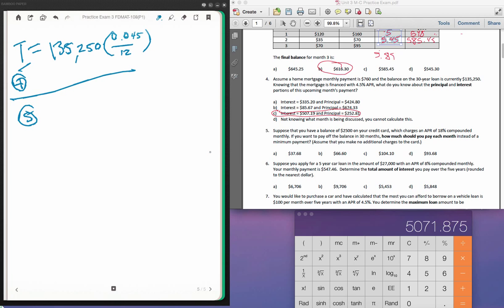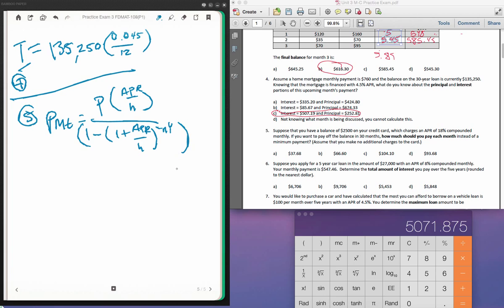So what we want to do is look for some of the values. We have our payment is what we're looking for. So we're going to be using that payment formula. So the payment is equal to the principal times the APR divided by n, all over 1 minus 1 plus the APR over n, all raised to the negative n times y. And the more you do this, the more you just have that formula memorized.